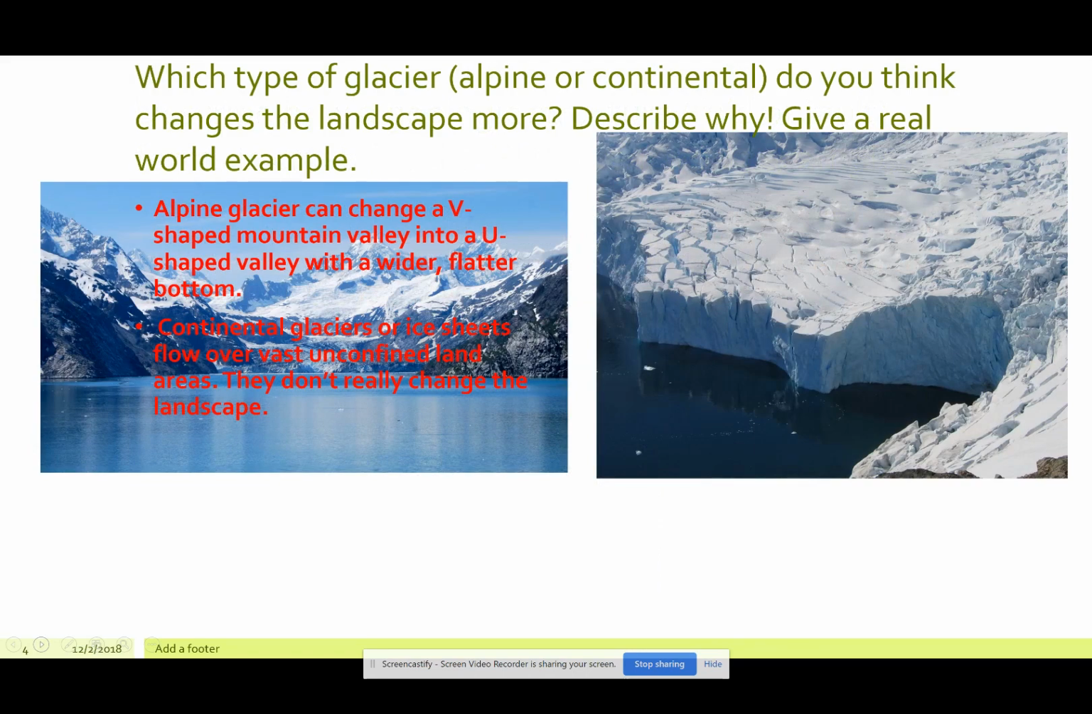Now, the type of glacier I think that changes the landscape more is the Alpine glacier, which is located behind here. It changes a V-shaped mountain valley into a U-shaped valley with a wider, flatter bottom. As you can see, it's happening behind here. And then a continental glacier just has ice sheets that flow over the unconfined land area. It doesn't really change the actual landscape of it unless you're looking at what is being piled on top.